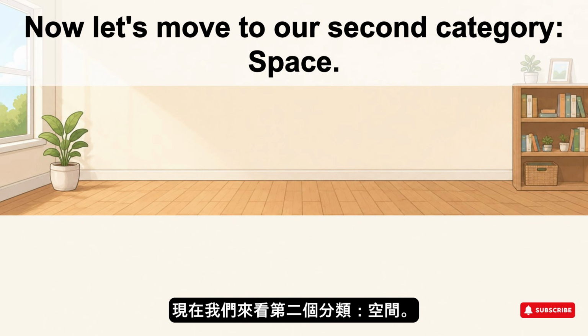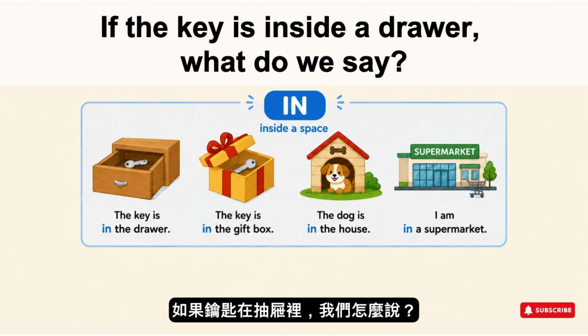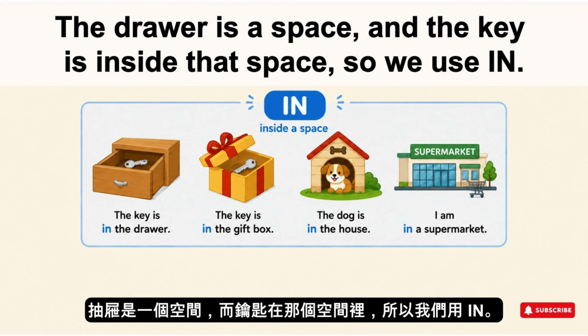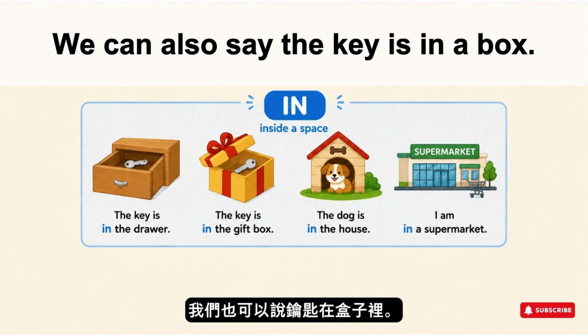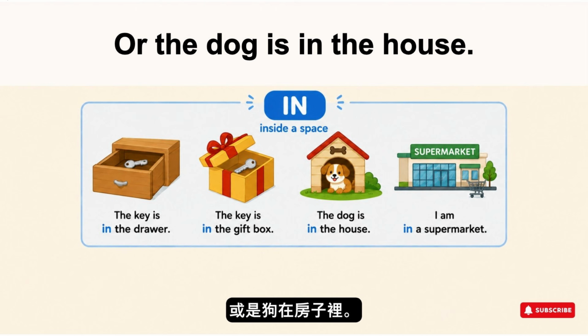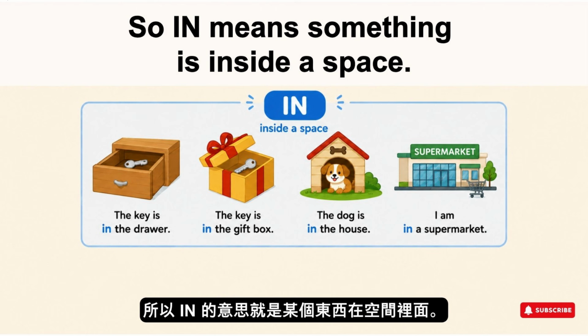Now let's move to our second category, space. Space? Yes. Imagine you have a key. If the key is inside a drawer, what do we say? The drawer is a space, and the key is inside that space, so we use in. Perfect. The key is in the drawer. We can also say the key is in a box, or the dog is in the house, or I am in a supermarket. So in means something is inside a space.